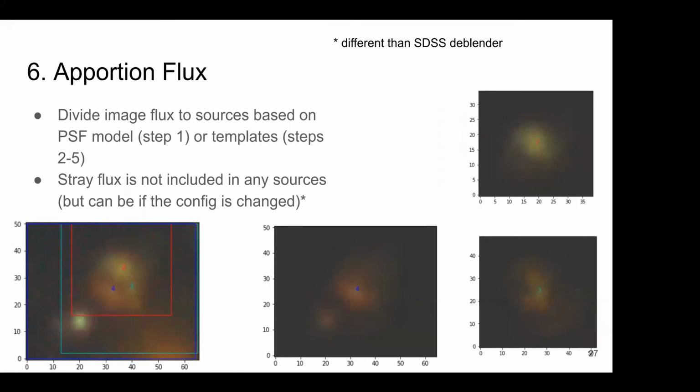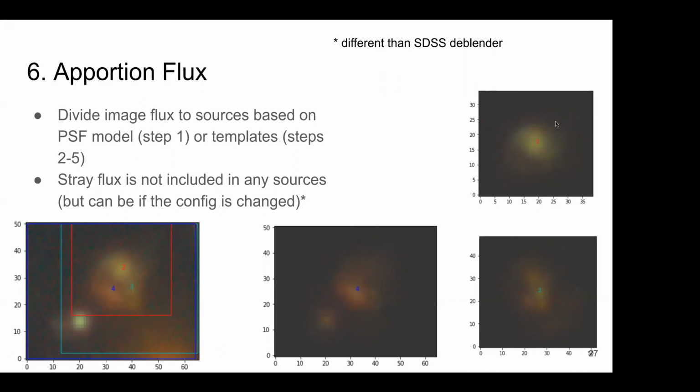And now the last step is to reapportion the flux. What it does here is it takes all of the templates, even the point source templates, and it uses the ratio of those in any one pixel to reapportion the flux. So if you look in one pixel, this pixel over here is probably only going to be in source 2, and so all of the flux in that pixel would be attributed to source 2. Whereas pixels in the middle between all three sources, it's going to be distributed to each source based on the ratio of the templates in that pixel.